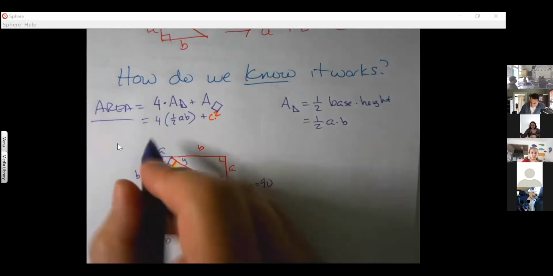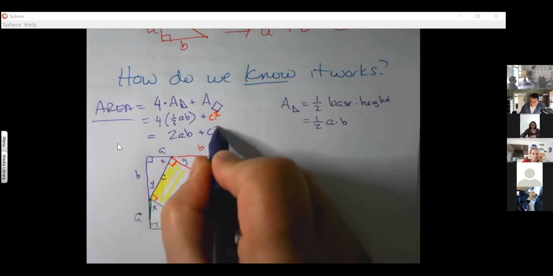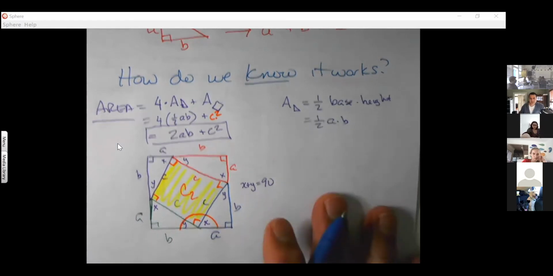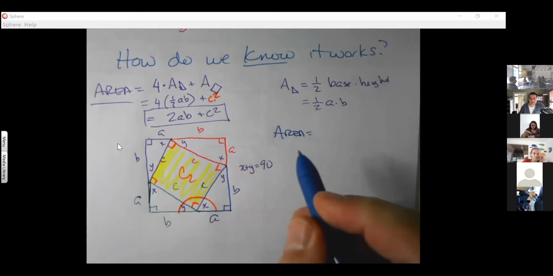So we'll clean this up just a little bit. This makes 4 times 1/2 is 2AB plus C squared. And voila, we've found nothing. That's not the Pythagorean theorem. So, well, what if I found the area a different way? Just leave that alone for a second.